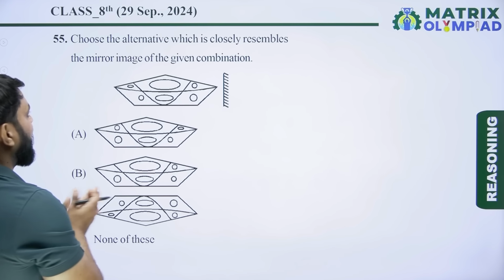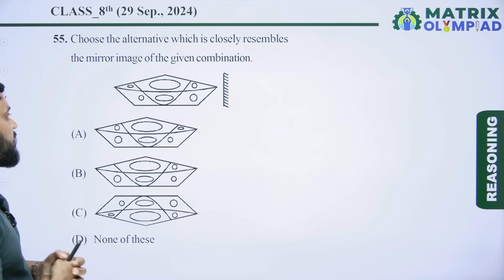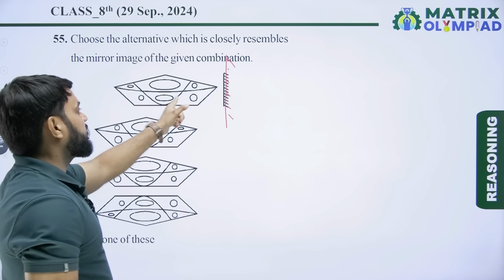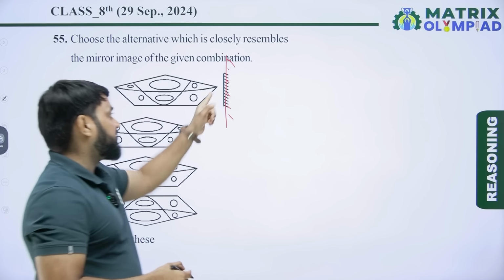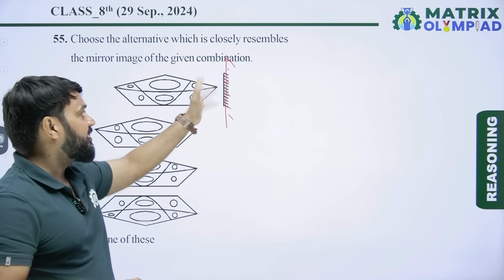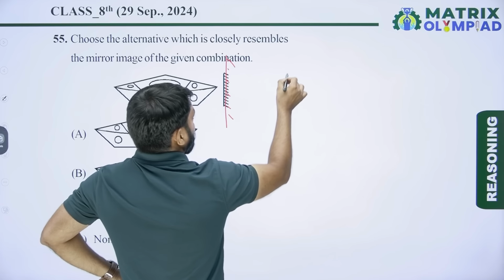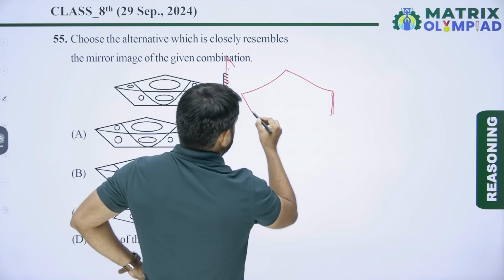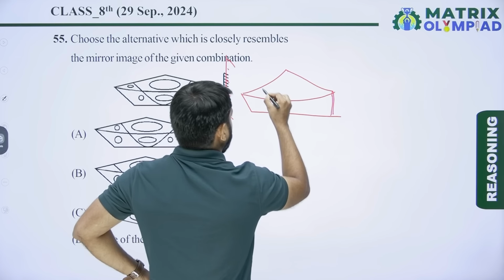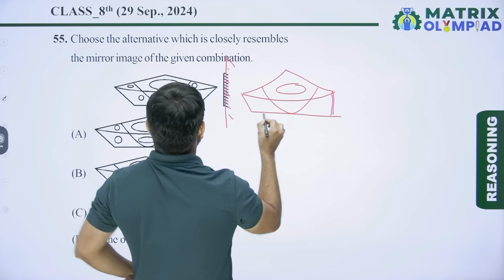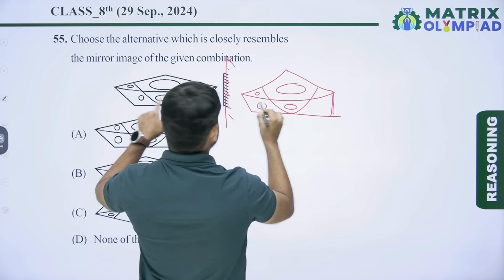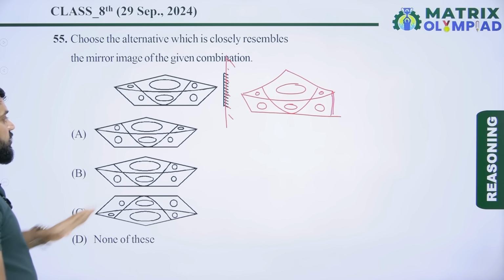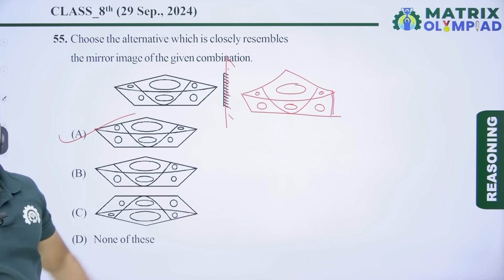Question 55. Choose the alternative which closely resembles the mirror image of the given combination. So find the mirror image of the given figure. Here this is the mirror. The part of an object which is near to the mirror will remain near the mirror in the mirror image. So the mirror image of the given figure looks like this. So this is the correct mirror image of the given figure. So here option A is the correct answer of this question.